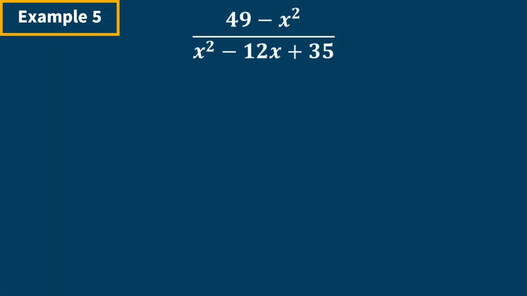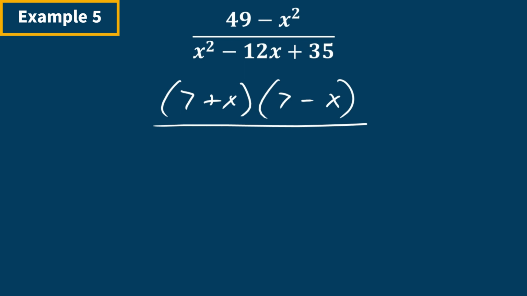Example number 5. We're given this rational expression here, and we want to go ahead and simplify it. So let's first start by looking at the numerator, 49 minus x squared. We want to factor that into two binomials. And that's one of those special types of binomials where both of the numbers are squared. So that means that both of the numbers here are going to be the same. And then one's going to be positive and one's going to be negative.